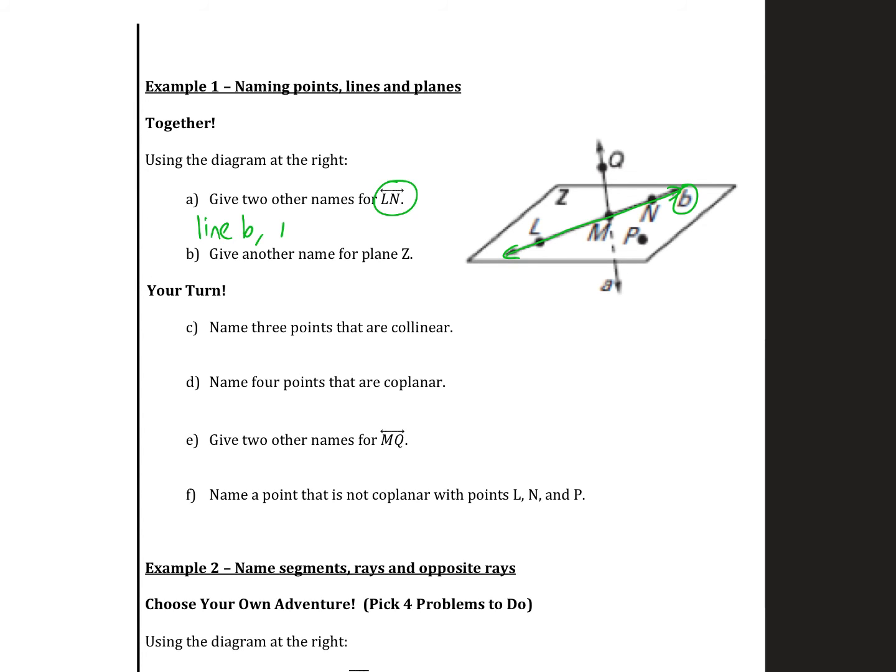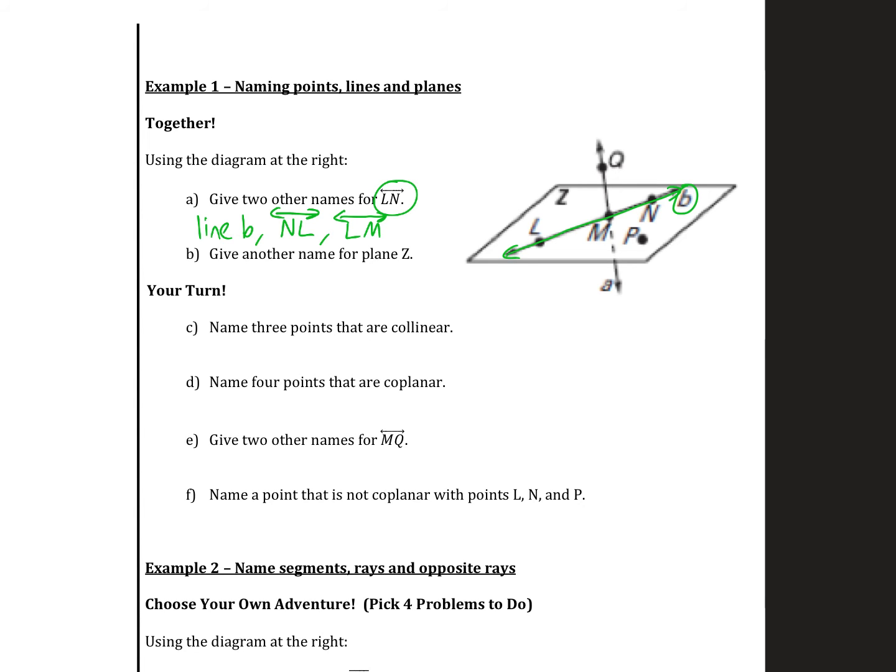Well, I can rearrange NL and flip it around. I could also use, instead of using N and L, there's also M in there. I could also do LM. Remember, you use a double arrow to show it goes on forever in both directions. So those are some other examples of things you could do for line LN.